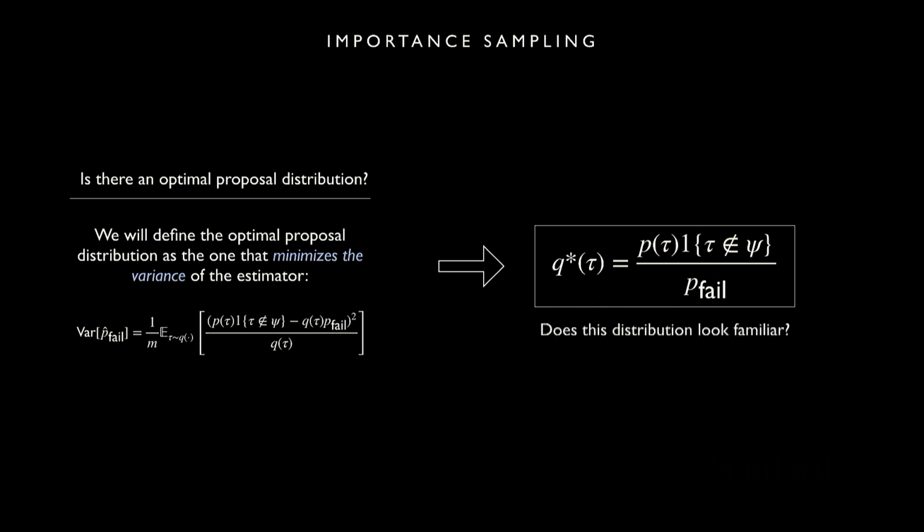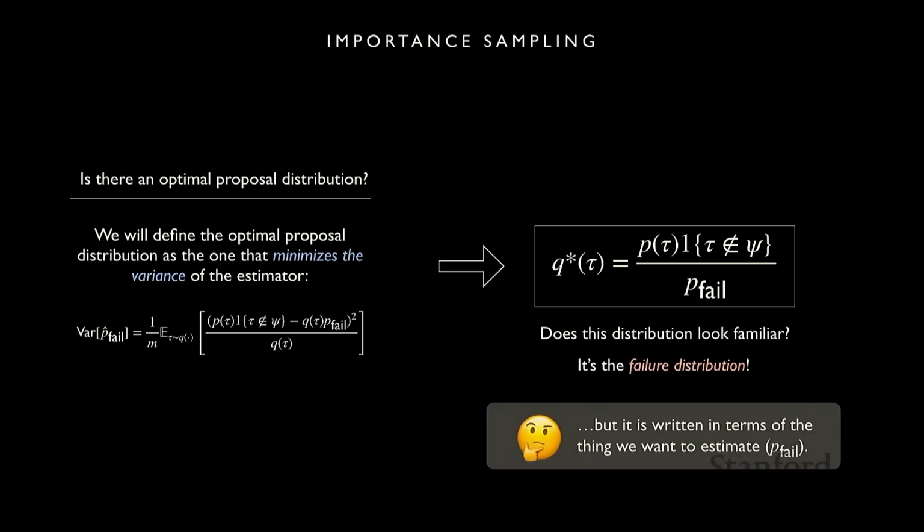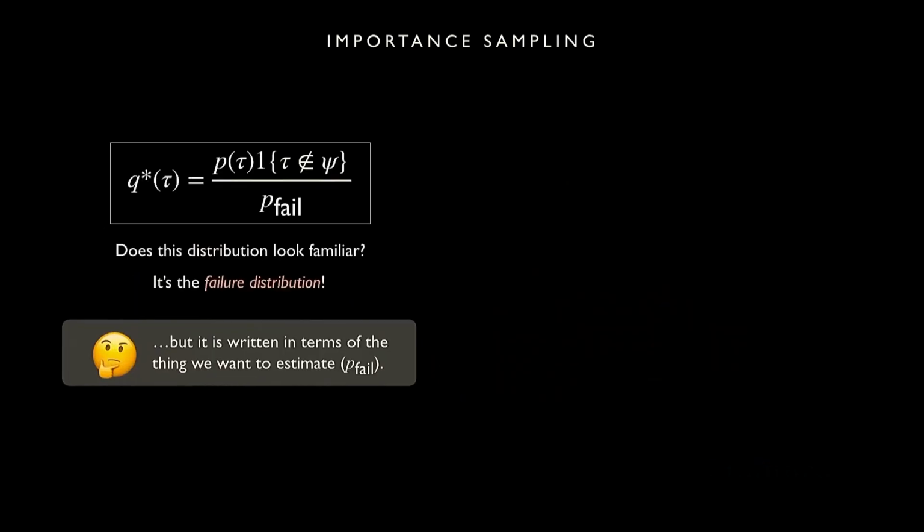Does this distribution look familiar to anyone? Yep, exactly right. It's the failure distribution. But, as you just mentioned, it's written in terms of the normalizing constant, which we said was P fail, the thing that we're trying to estimate. So we have a problem here: we want to estimate P fail, and I just told you the optimal distribution we should sample from is this, but we don't know P fail, so we don't get to know this distribution.